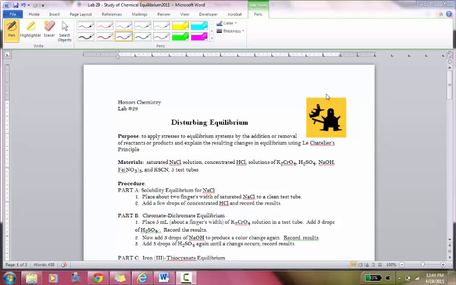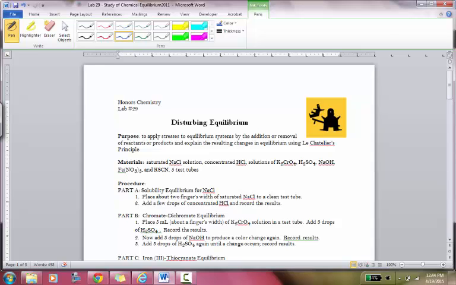Hello, chemistry fans. This is Lab 29 for Honors Chemistry, Disturbing Equilibrium. In this lab, you will be doing 3 different reactions, all very quick, but each with something to show you about equilibrium and what it is and how we can adjust it or cause it to be disturbed and then see it restored. So a few little things before we get started.